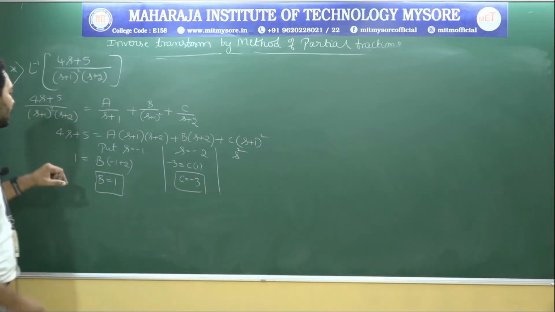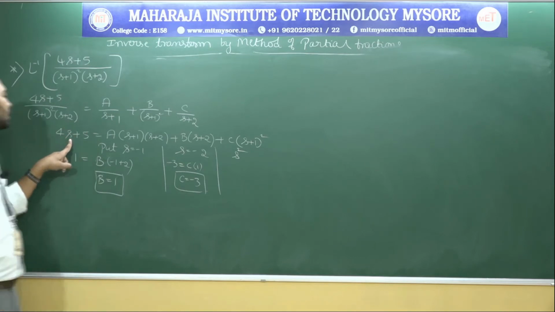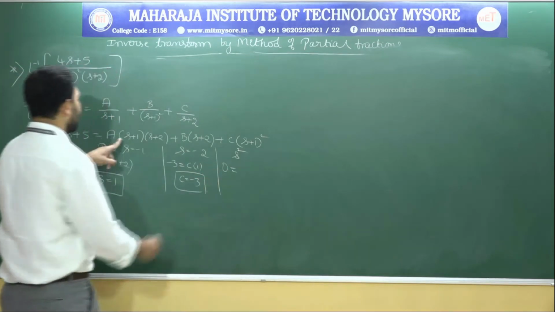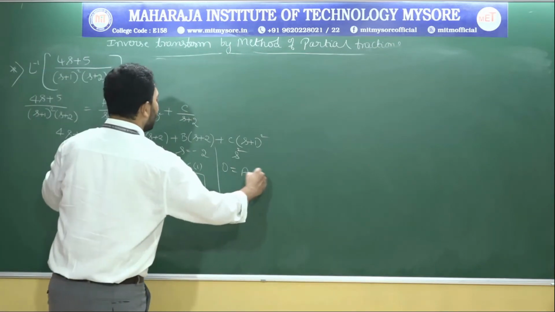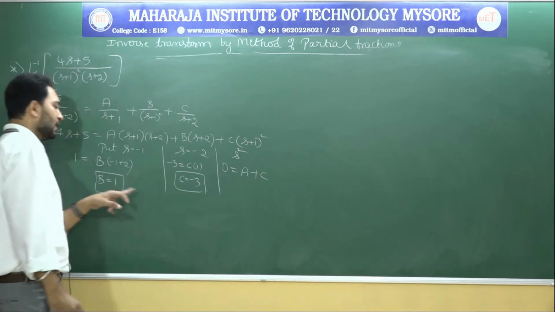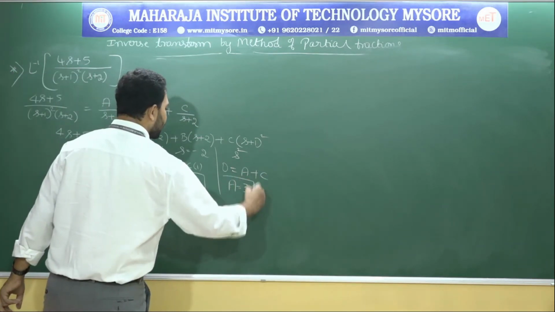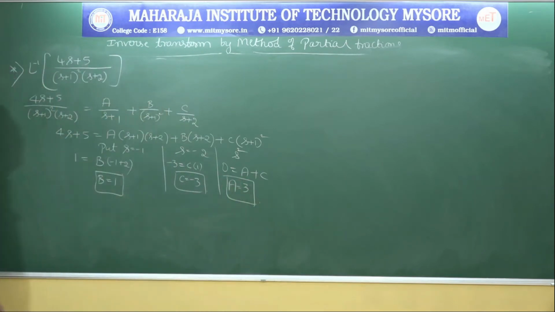If I compare the coefficient of the highest term, s², we don't have s² on the left side, so 0. On the right side, we have s² in the A term and in the C term, so it is A plus C. Since C equals minus 3, A equals minus C, it is plus 3. The value of A is 3.